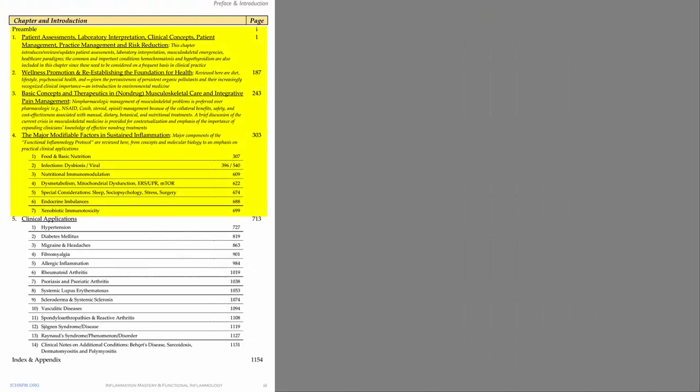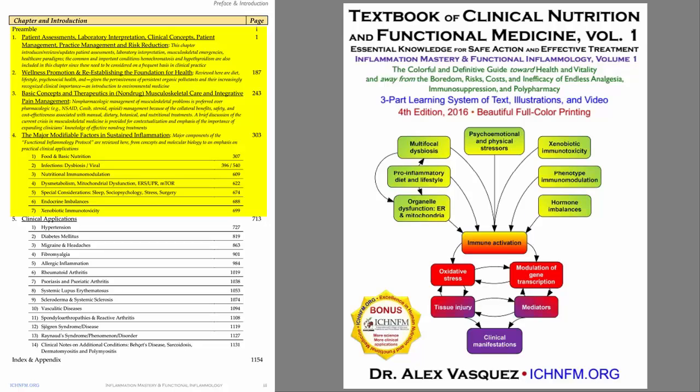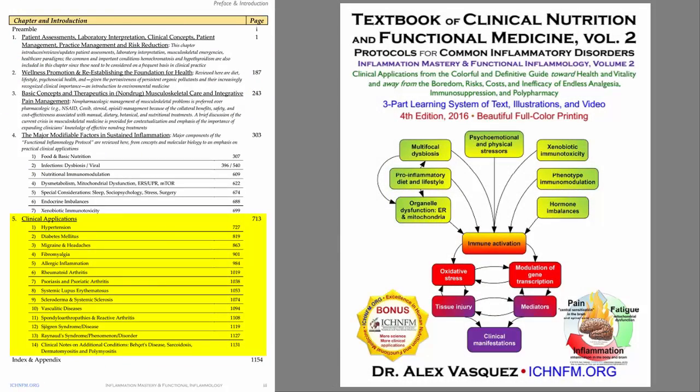Chapters 1 through 4 were also published separately as a book titled Volume 1, and I'll detail that more in this introduction. Chapter 5, also known as Volume 2, discusses clinical applications of my functional inflammology protocol. The clinical conditions reviewed in Chapter 5 include hypertension, diabetes, migraine, fibromyalgia, allergic inflammation, rheumatoid arthritis, psoriasis, systemic lupus erythematosus, also known as lupus or SLE, scleroderma and systemic sclerosis, vasculitic diseases, spondyloarthropathies and reactive arthritis, Sjogren's syndrome, and Raynaud syndrome. I finished Chapter 5 with some brief clinical sections on conditions such as sarcoidosis and dermatomyositis.